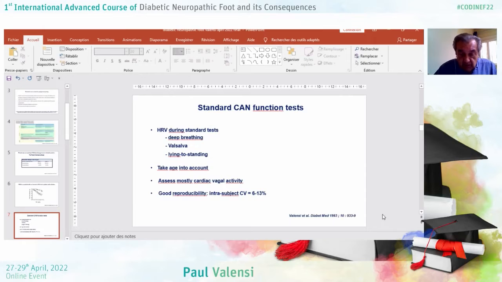What about the assessment of cardiac autonomic neuropathy? This is based, and it's an international consensus, on heart rate variation measurements during standard tests, which are deep breathing tests, Valsalva maneuver, and lying to standing tests. And it's important to take age into account when analyzing the results. These tests assess mostly cardiac vagal activity.